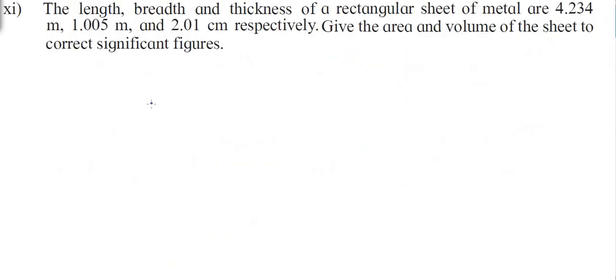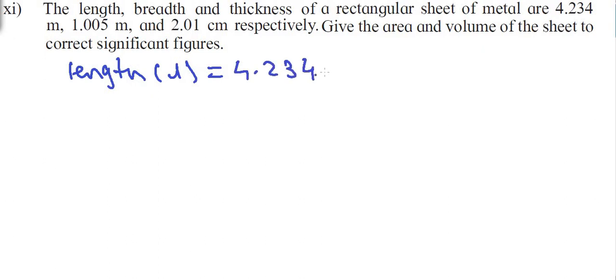Example 11. The length, breadth and thickness of a rectangular sheet of metal are 4.234 meter, 1.005 meter and 2.01 centimeter respectively. Give the area and volume of the sheet to correct significant figures. Okay, let us write down the data first. Now it is given that length of the sheet metal is equal to 4.234 meter.